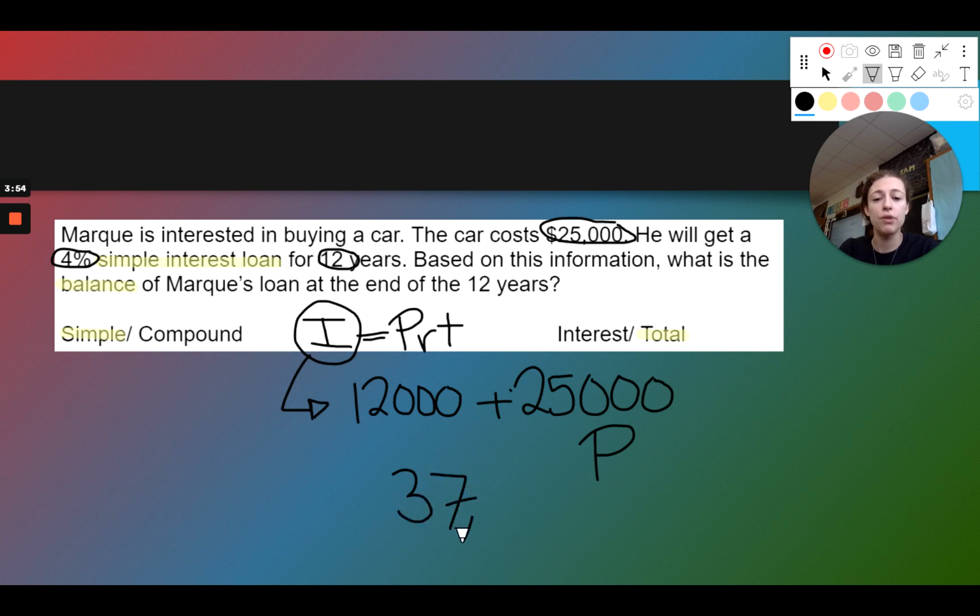So two things. Make sure you read your question carefully. You want to be on the lookout for simple or compound. That tells you which formula to use. Then you want to read that question super, super carefully. Do we just need to know the interest or do we need to know the total? Remember that and you'll be good.